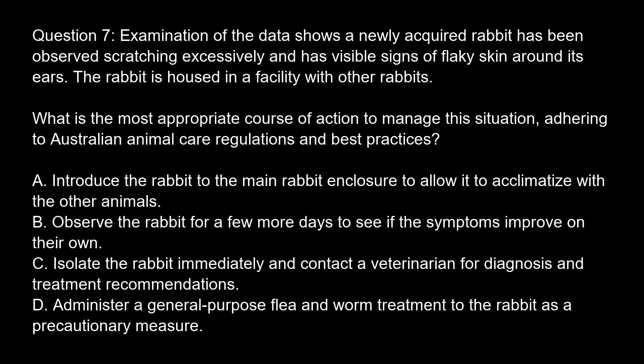Option A. Introduce the rabbit to the main rabbit enclosure to allow it to acclimatize with the other animals. Option B. Observe the rabbit for a few more days to see if the symptoms improve on their own. Option C. Isolate the rabbit immediately and contact a veterinarian for diagnosis and treatment recommendations. Option D. Administer a general-purpose flea and worm treatment to the rabbit as a precautionary measure.